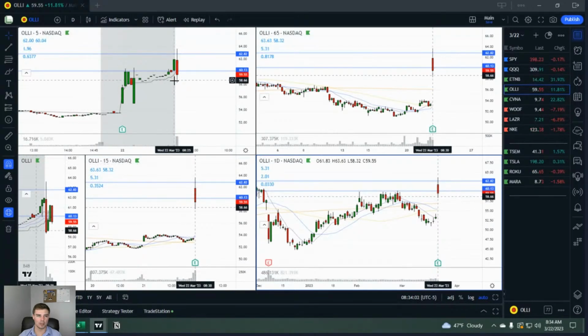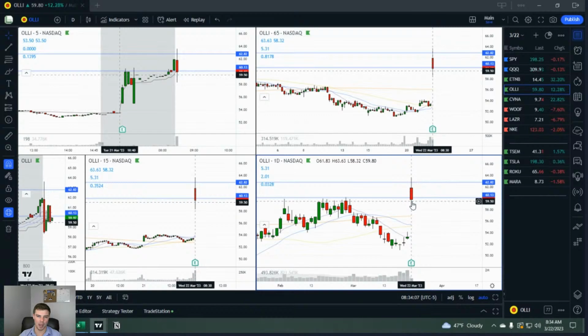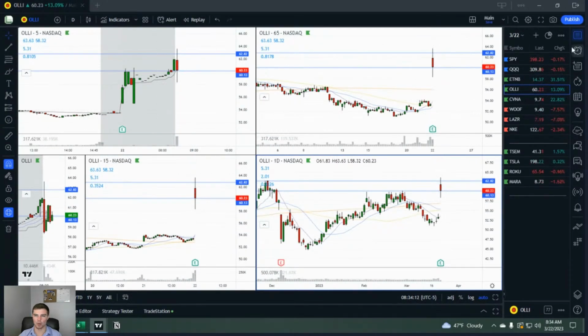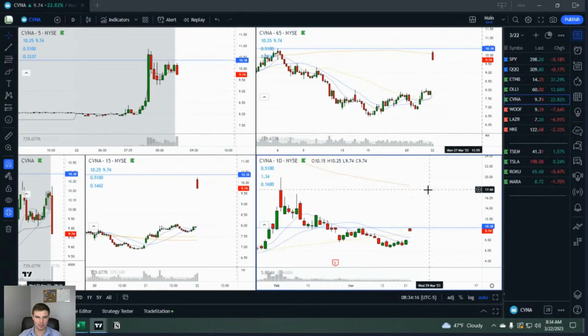I mean, look at Ollie. This thing's already just done, basically. It's done $5 a day. Average days 2. That's just not what you want to see in a stock. Very choppy and whippy. CVNA. Honestly, CVNA doesn't look too bad.